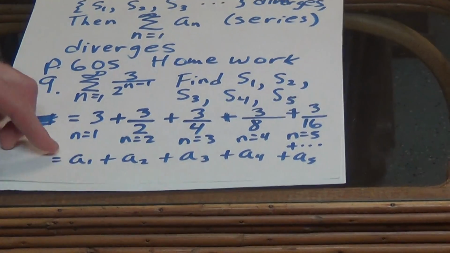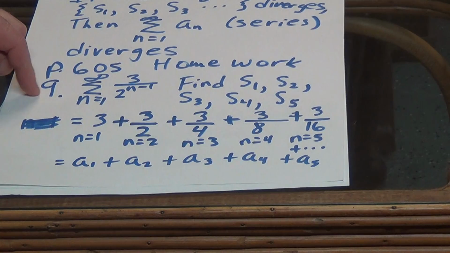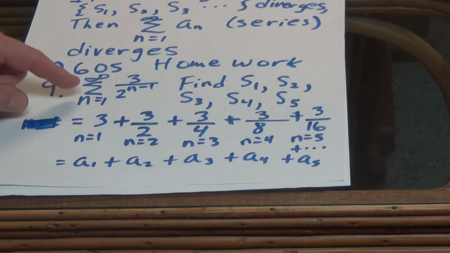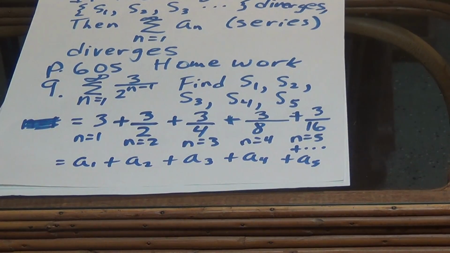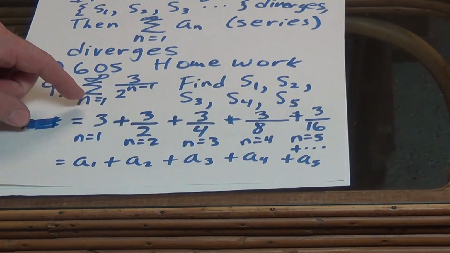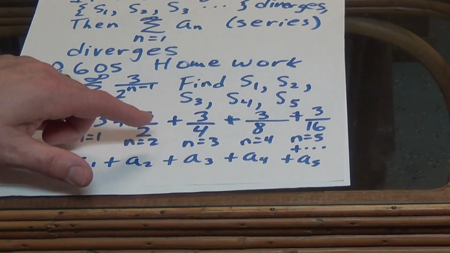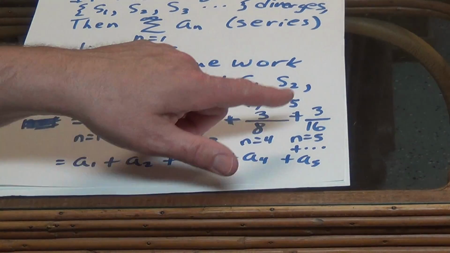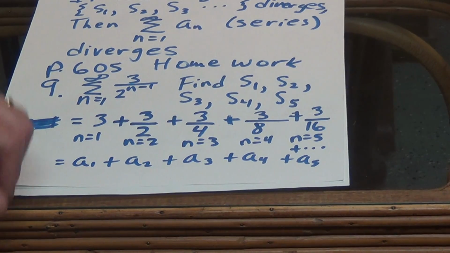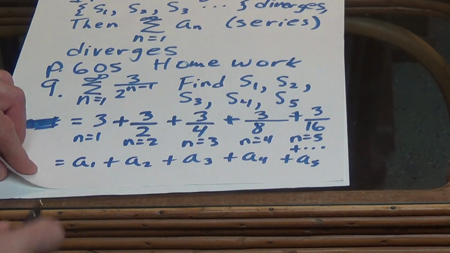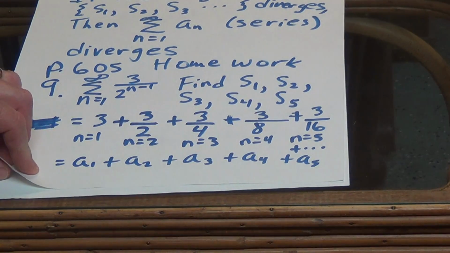To try a homework problem, page 605, number 9, to find the first 5 partial sums of this series. So I plugged it in as 1, you should get 3 halves, 3 fourths, 3 eighths. These are the terms of the sum. And so I've listed them as A1, A2, A3, A4, A5 at the bottom.